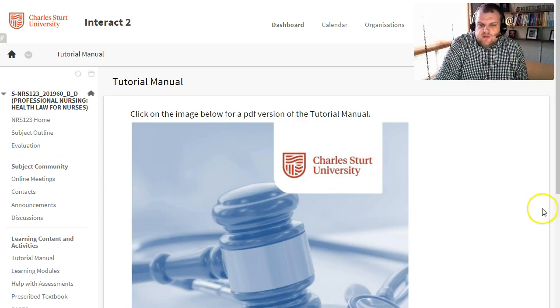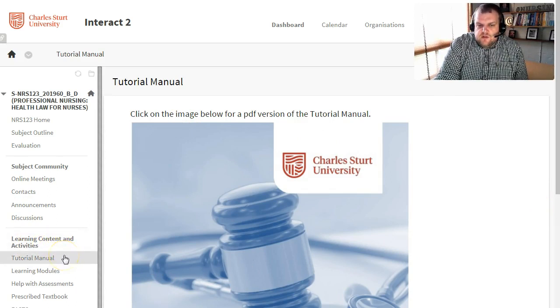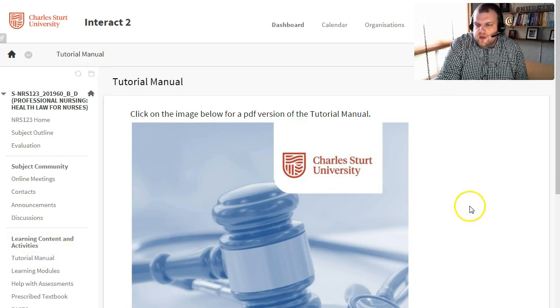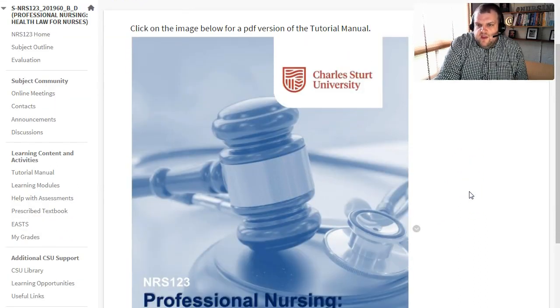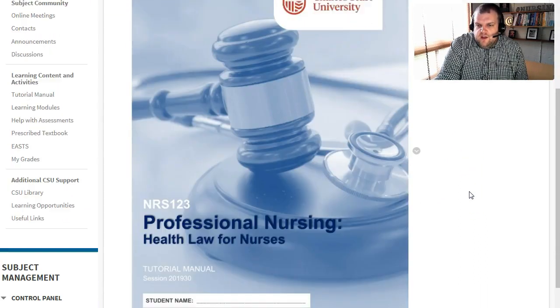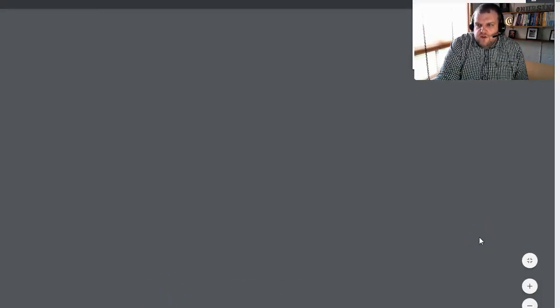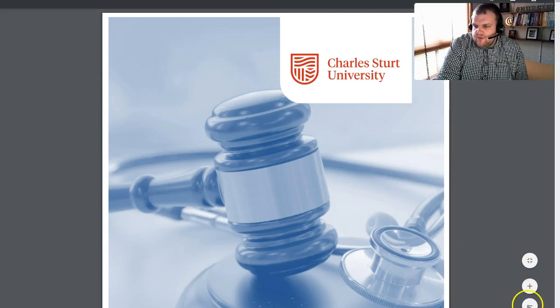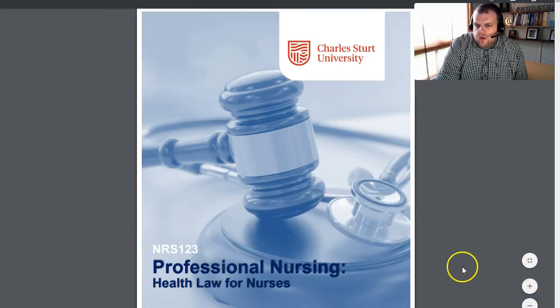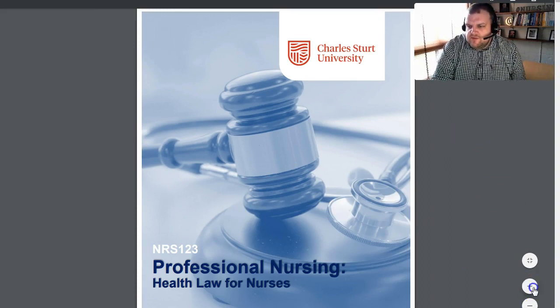The TUTE manual is available on the Learning and Content Activities section of our i2 site. So there's the TUTE manual as the first option there, and then I've got it as a picture here, and you can click on the image and that will give you a PDF version of the tutorial manual. I'll just make it a bit smaller. Actually, bigger is probably better.